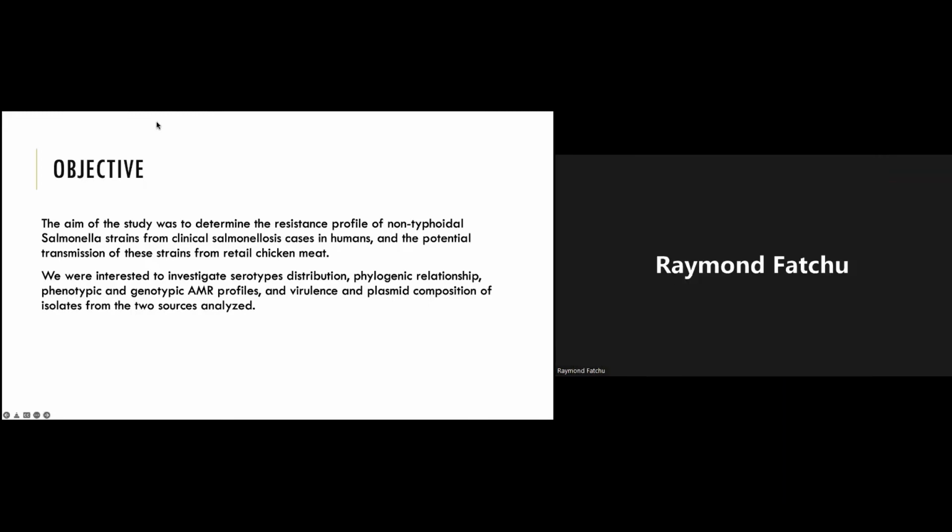So the aim of this study was to determine the resistance profile of non-typhoidal Salmonella strains from clinical salmonellosis cases in humans, and the potential transmission of these strains from retail chicken meat. So we wanted to do a benchmark study regarding the transmission between the two sectors, human health and animal health. And we were able to do serotyping, but also to study the phylogenetic relation and the resistance that are normally related.